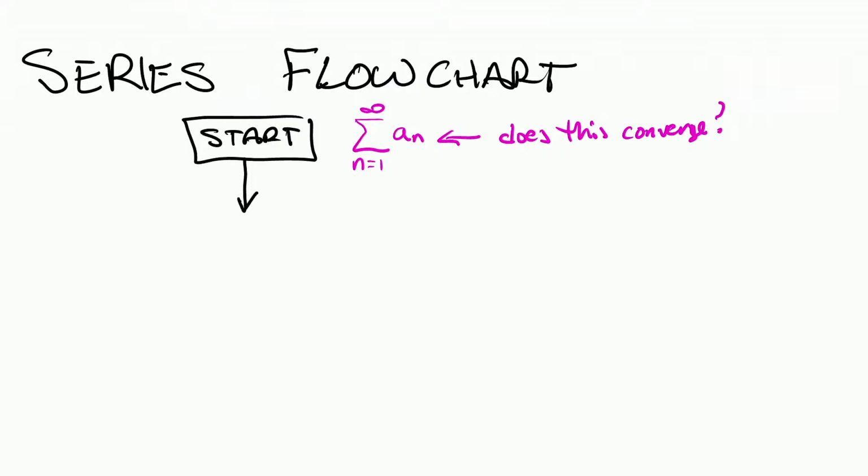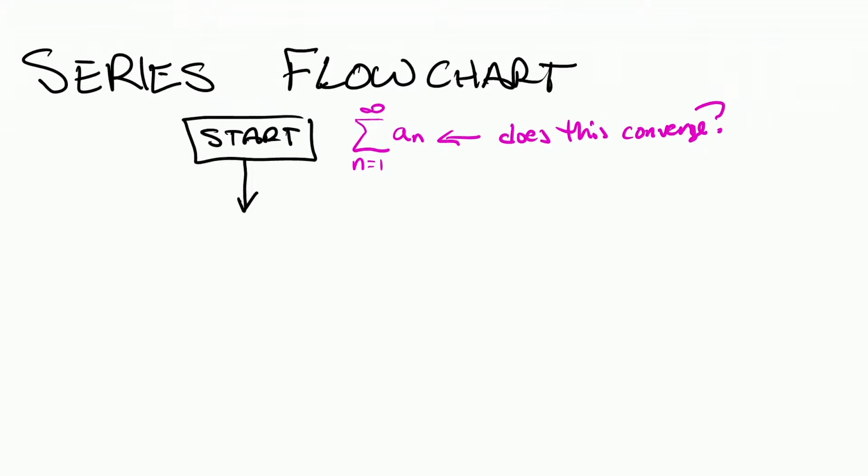So that's the big question. Does that converge? And this flowchart will help us to determine that. So we start. At the start, we have two series that are going to be our sort of gold standard series. So let me write them down.